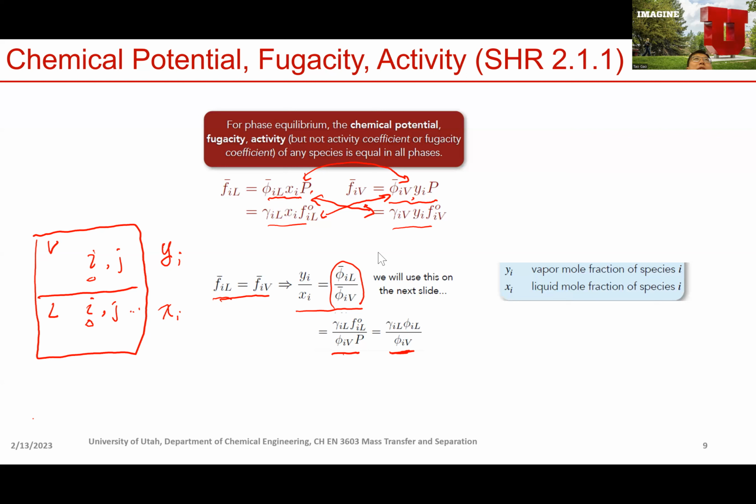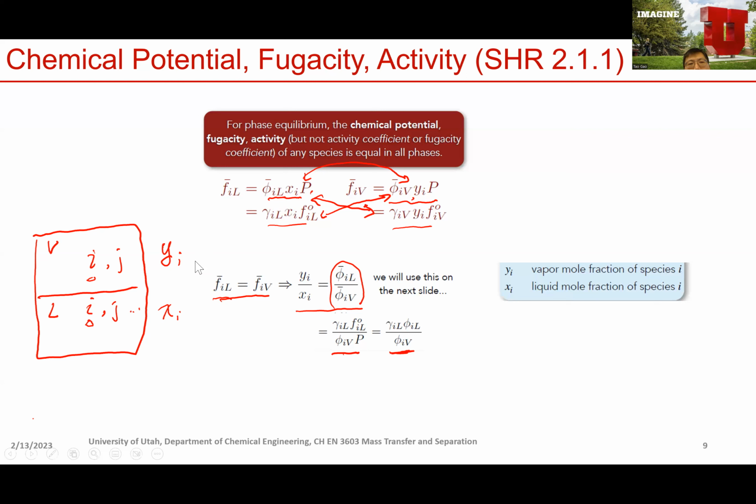But a lot of times, chemical potential is really not the best thermodynamic quantity to use. So that's why we define some other thermodynamic quantities, including fugacity and activity, right? Both fugacity and activity are monotonic functions of chemical potential, which means at equilibrium, when the chemical potential of any species is equal in all phases, then you should also have the fugacity and activity of any species be the same in all phases, right?